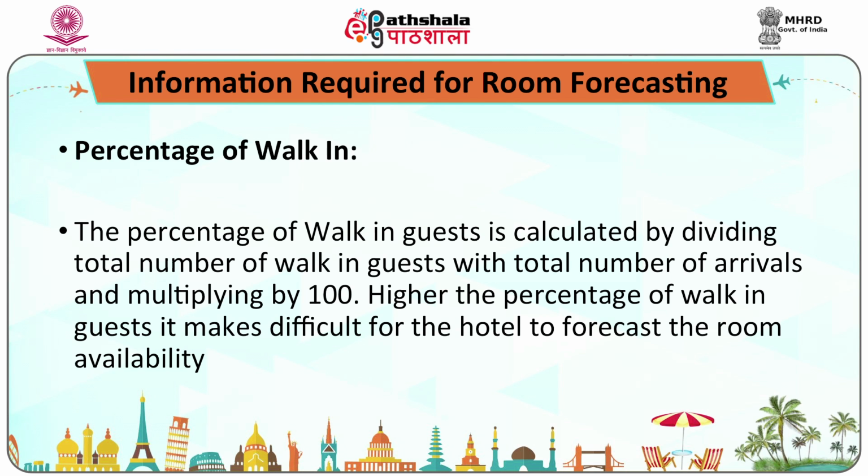Percentage of walk-ins. The percentage of walk-in guests is calculated by dividing total number of walk-in guests by total number of arrivals and multiplying by 100. The higher the percentage of walk-in guests, the more difficult it is for the hotel to forecast the room availability.